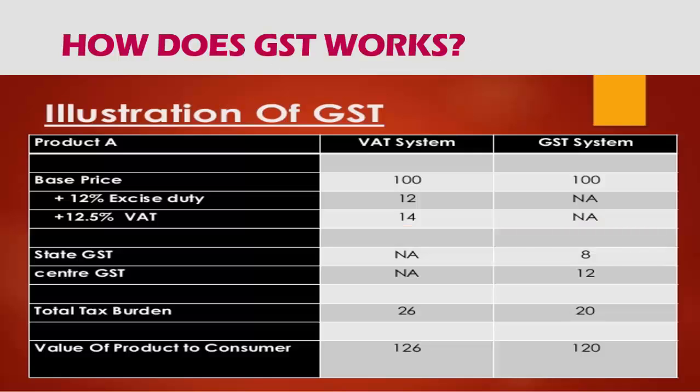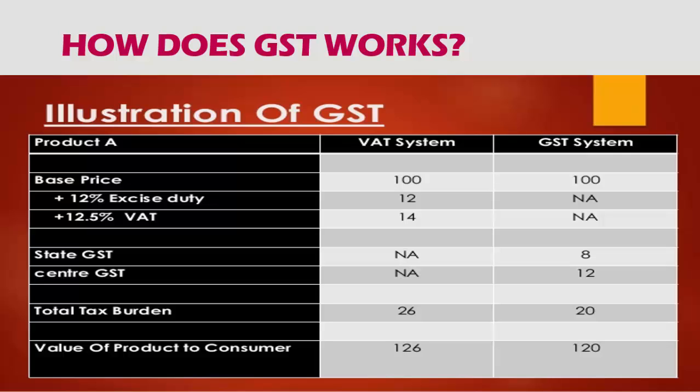Now, how does GST work? I have shown here a simple illustration. I am taking a product A under the current VAT system and the proposed GST system. I keep the basic price 100 in both the cases. In the VAT system, I will be paying 12 rupees excise duty and 14 rupees VAT, which is not applicable of course in the GST system. Next we come to state GST and center GST.